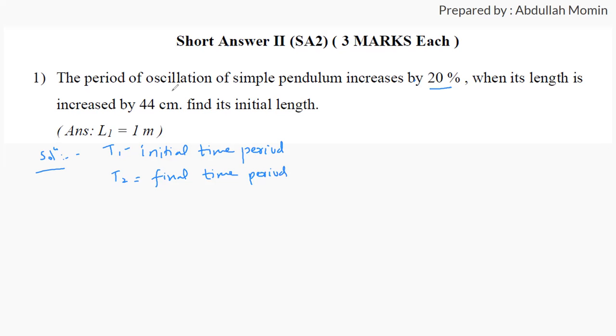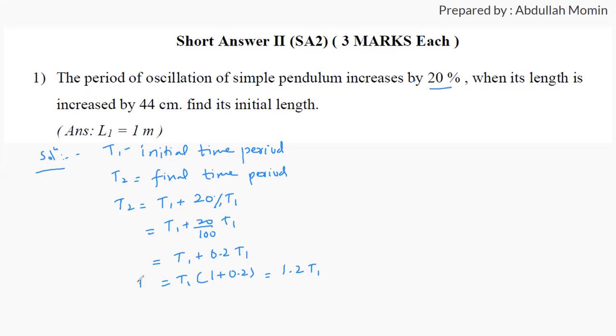So the time period has been increased by 20%. So we can write T2 is T1 plus 20% of T1. So T1 plus 20 upon 100 into T1. So we will write T1 plus 0.2 T1. So T1 we will take common, 1 plus 0.2. So it is 1.2 T1. So this is the final time period.